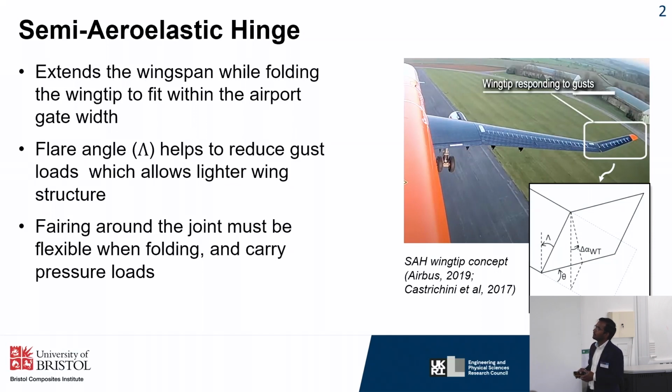hinged joint. And by changing the direction of the hinge, it allows us to reduce the gust load on the wing root, which helps to reduce the weight of the wing structures. My project focuses on making a fairing to cover the joint so that there will be a smooth, compliant surface around the hinge.